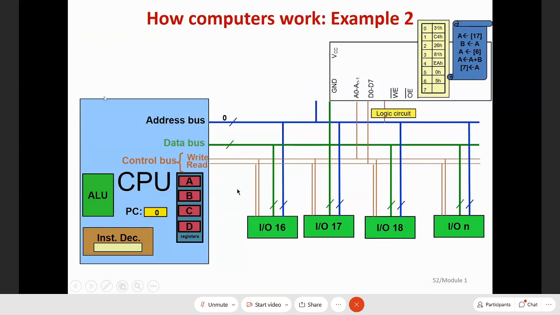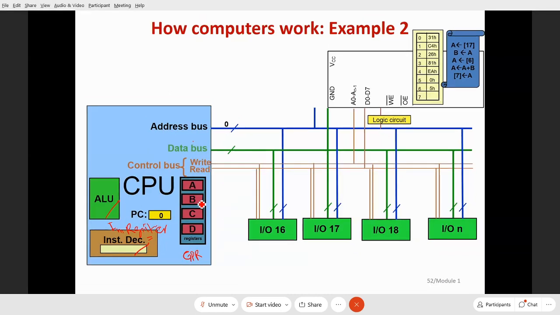And the last one, please look at this. What are the modules or components that we have in the CPU? We have the ALU, the instruction decoder or instruction register. It's quite confusing, but actually the instruction register and decoder are the same. Instruction register or IR and the instruction decoder are equal. And this is the general purpose register, often called GPR, the storage inside the CPU, a small memory unit inside the CPU.